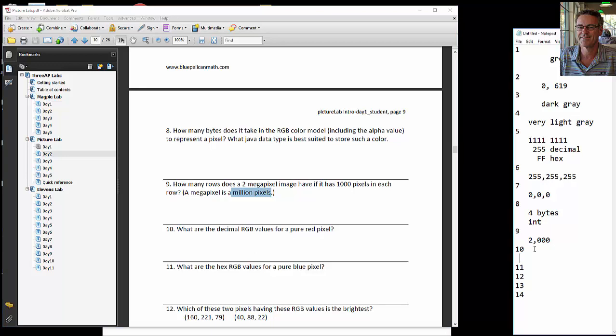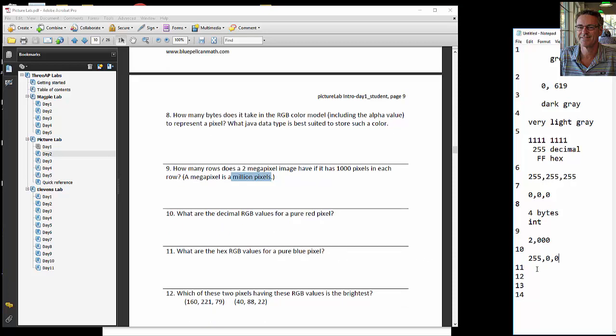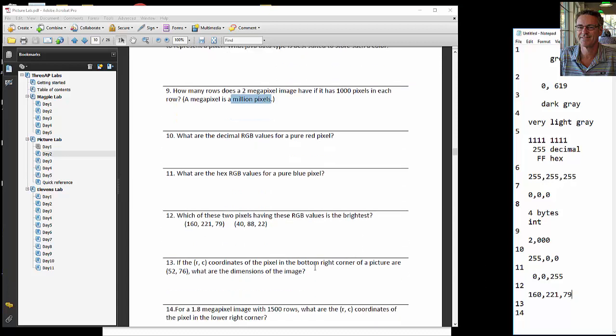pure red goes red, green, blue, right? So 255, 0, 0. 11, pure blue, red, green, blue, that's the last number, the third number. 0 for red, 0 for green, and 255 for blue. 12. Which one's the brightest? It'd be the first one, right? The first one has higher components, 160, 221, and 79. And again, you can run your Color Chooser and try that out if it was hard for you.